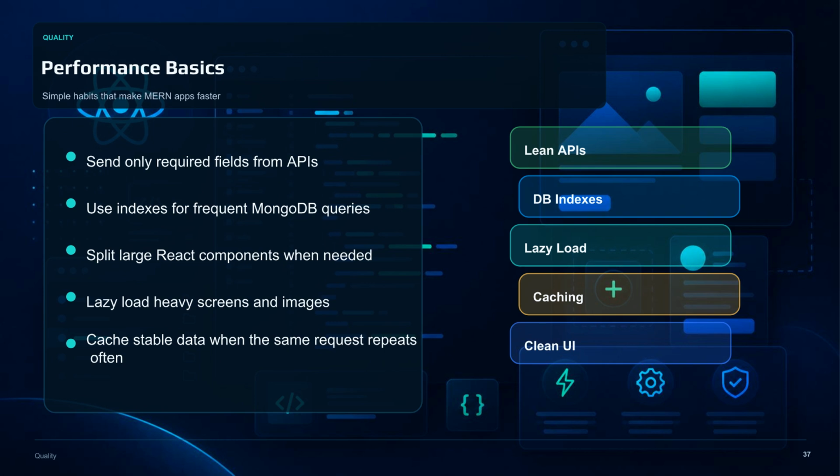For better performance, optimize your application. Send only necessary fields from your API. Use database indexes for faster queries. Lazy load heavy components and images, and cache data to reduce redundant server requests.